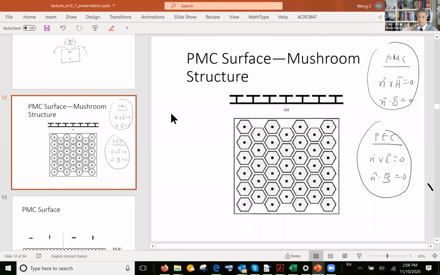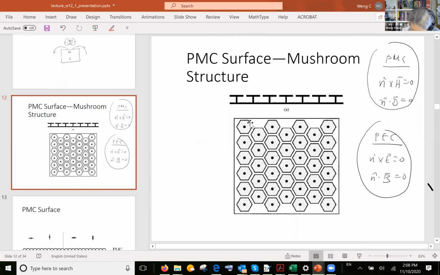Okay. So how do we make a surface where n cross H equal to 0 and n dot D equal to 0? It has to be a surface that has no surface charge, and it has to be a surface that has no tangential current. n cross H is the tangential current on the surface, and it has to be 0. And one way to make that is to use a mushroom structure.